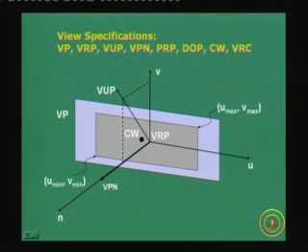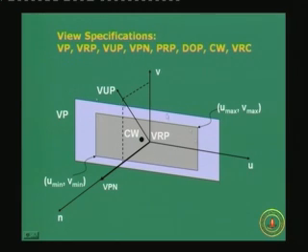So, you need a view up vector, and the next terminology is VPN or view plane normal, which is this vector as given here. VPN is view plane normal. PRP you have already seen, projection reference point. DOP you also know, direction of projection. CW is the center of the window, that is the center of this window in the view plane or the viewport.